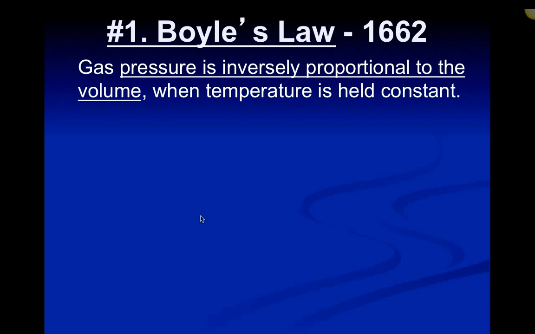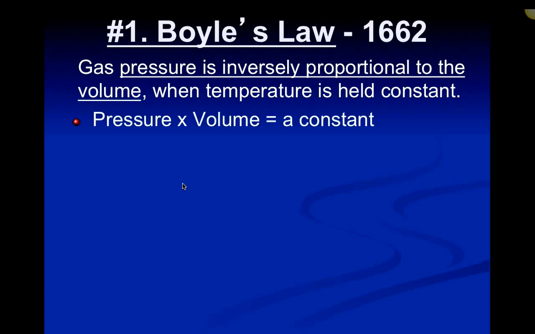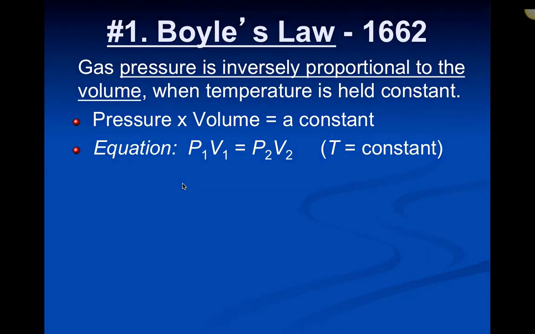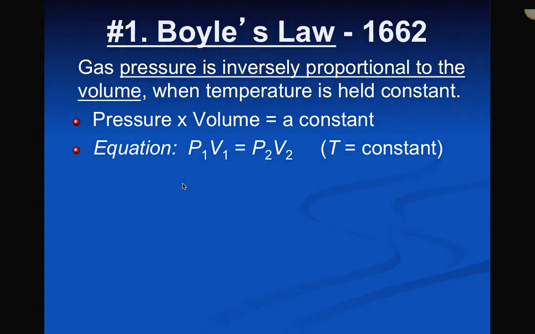What Boyle did is he said that gas pressure was inversely proportional to volume. So when one goes up, the other goes down. Temperature is held constant, meaning they didn't allow temperature to change. In his experiments with pressure and volume, he discovered that they were inversely proportional, and he was able to come up with the calculation P1 times V1 equals P2 times V2. So volume times pressure in the first case will equal volume times pressure in the second case.